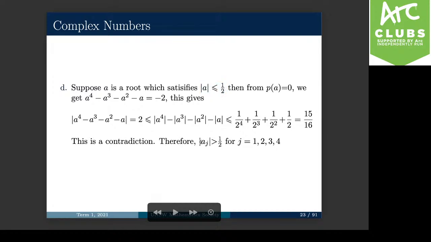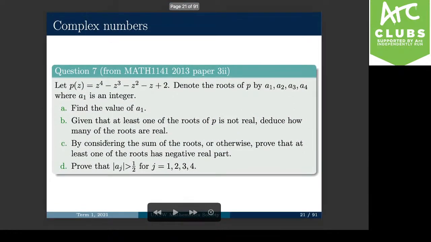So therefore, this does not work. We know that aj has to be greater than a half for j equals to 1, 2, 3, 4. So this is proven for this part.